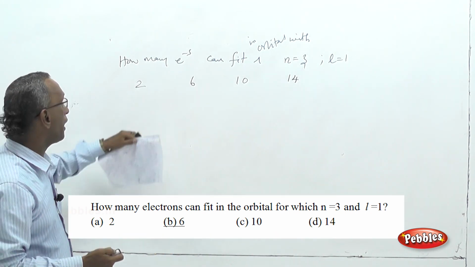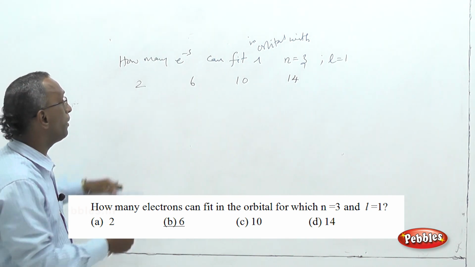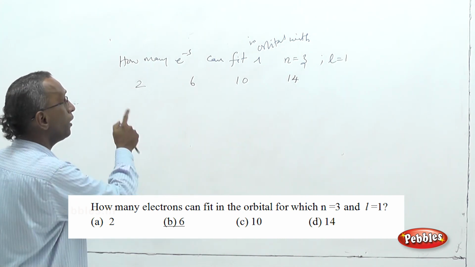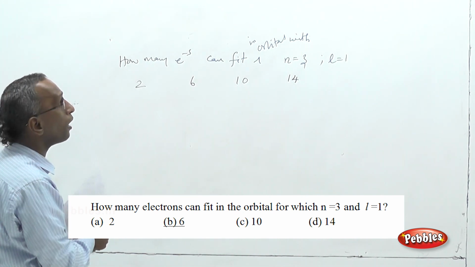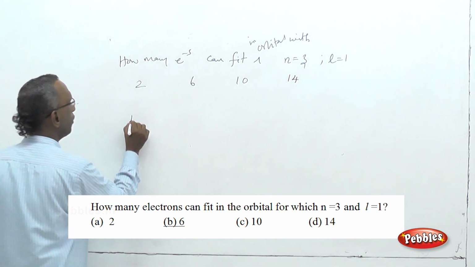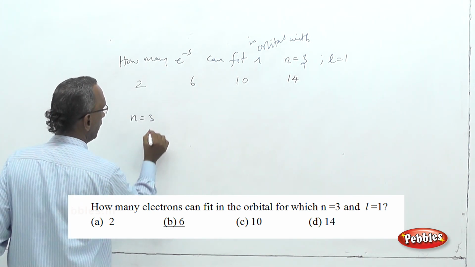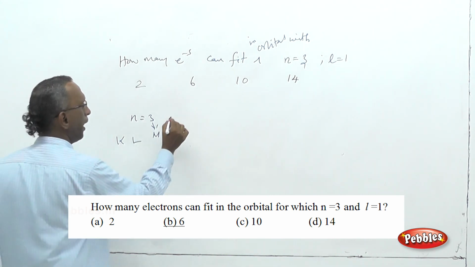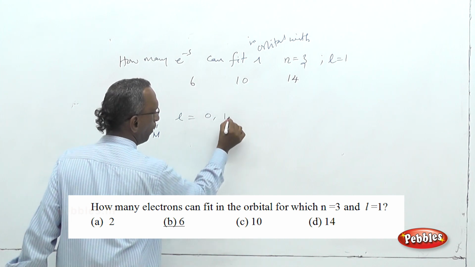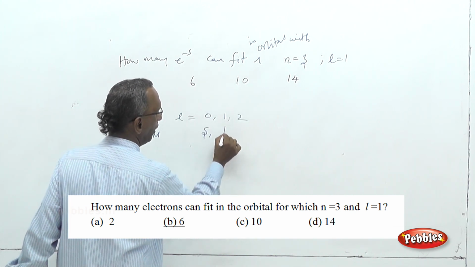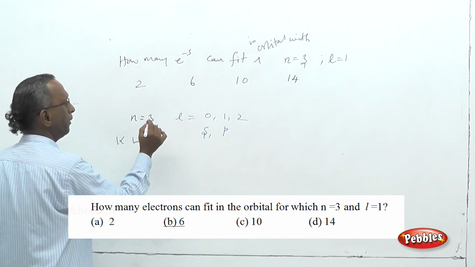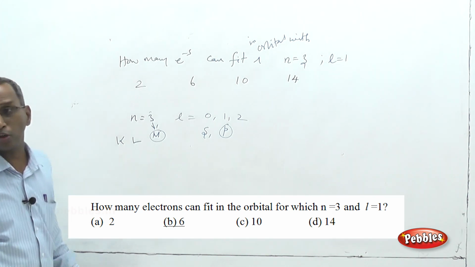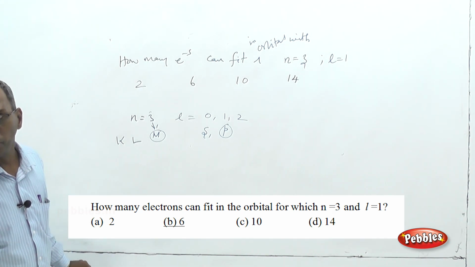In any orbital maximum we have studied 2, so immediately we will be tempted to write 2 electrons. Just now in the previous question we have seen 2 electrons in any orbital. But there are orbitals with a degeneracy. First, n equal to 3 means K, L, M shell. And L equal to 1, from 0, 1, 2: this is S orbital, this is P orbital. So the electrons are in the M shell and P orbital.